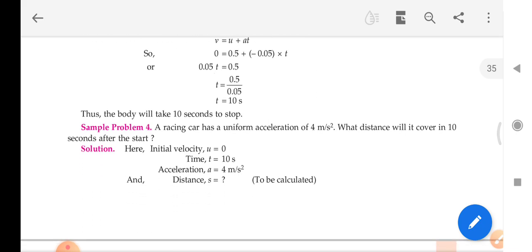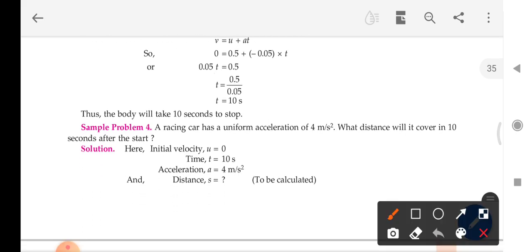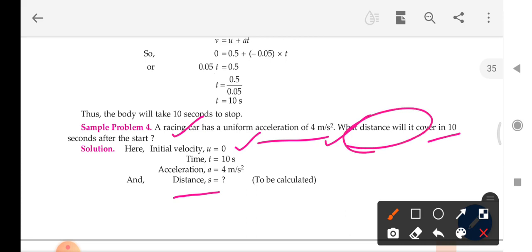The next numerical problem. A racing car has a uniform acceleration of 4 meter per second square. What distance will it cover in 10 seconds after the start? So see the solution. Initial velocity u equal to 0, time t equal to 10 second, and acceleration equal to 4 meter per second square. You have to calculate the distance s, because what distance it will cover.